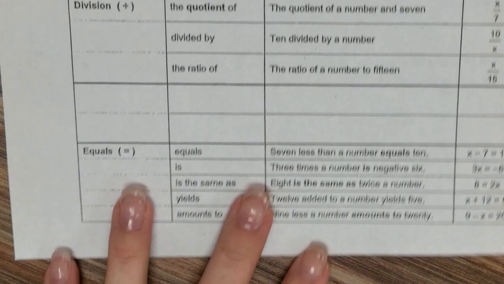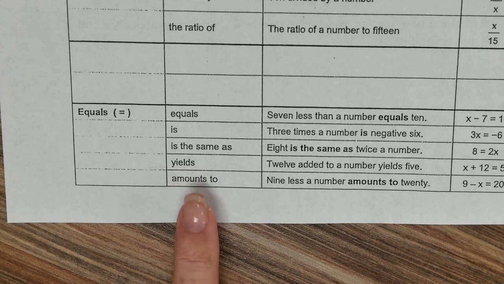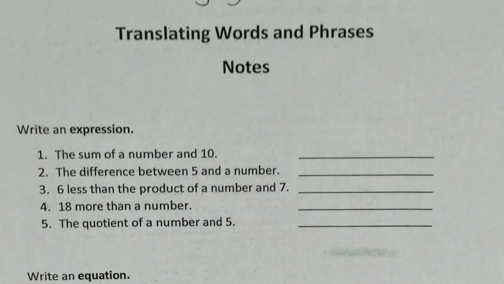And then last but not least, you have to know words that mean equals so that you can write an equation. So obviously equals means equals, is. So if I say 2 plus 2 is 4, 2 plus 2 equals 4. Is the same as, yields, and amounts to. Okay, so everybody see the words that we're going to talk about, yes? Now, flip back to the front. Let's go do some practice on our own.